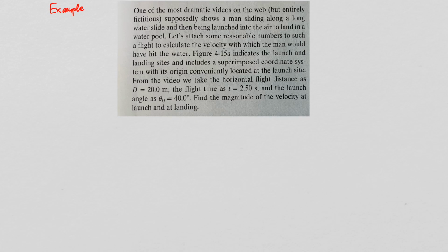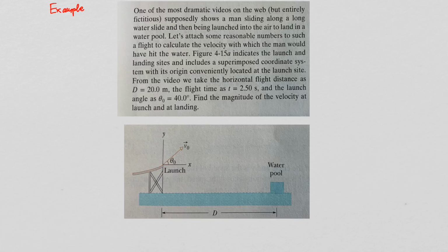Let's show some of these concepts with the following example. One of the most dramatic videos on the web supposedly shows a man sliding along a long water slide and then being launched into the air to land in a water pool. So the situation is shown in the figure below. Here's the water slide. The person is being launched in the air with initial velocity v0 like so. So they will fly through the air and will land in the water pool.